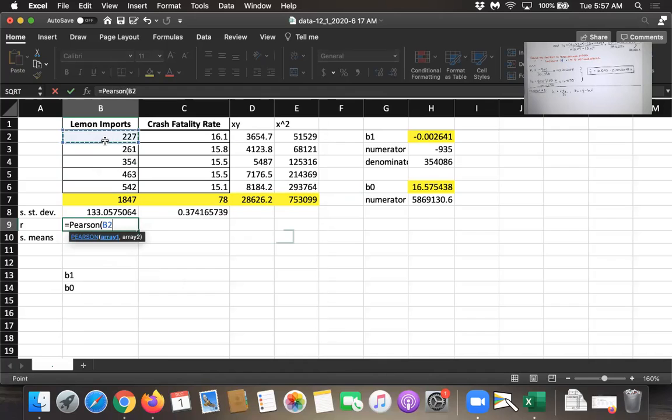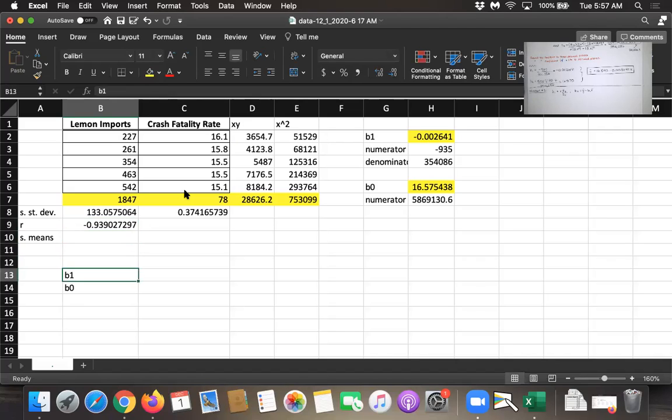So for that, they want us to open parentheses and then select the first array. That's the array of X values, then type a comma, and then they want the second array. That's the array of Y values, and close parentheses and hit enter. That's your R value.